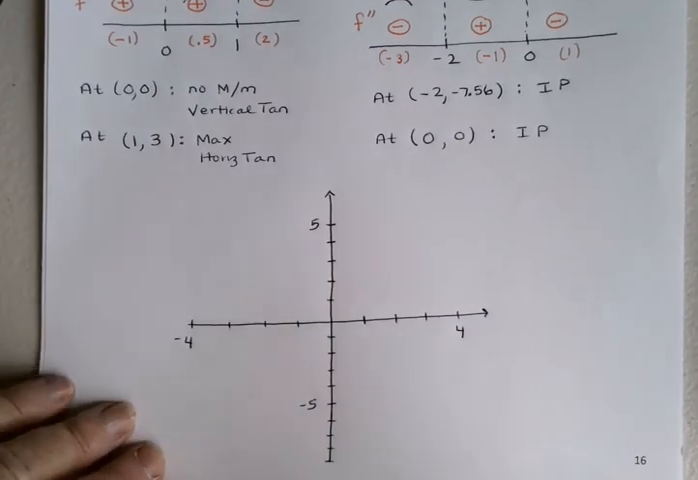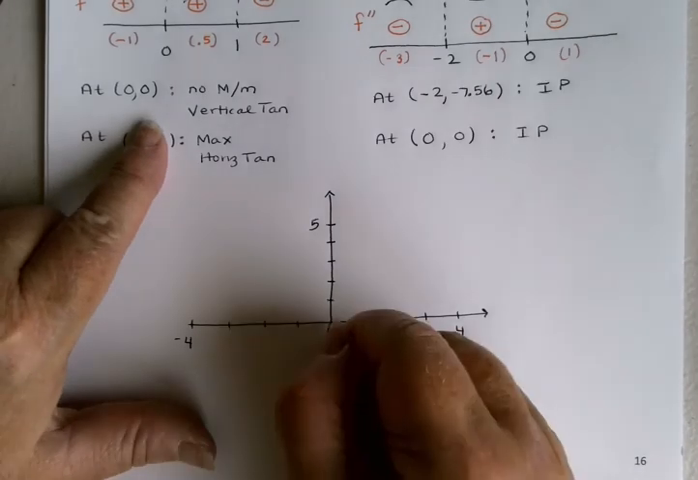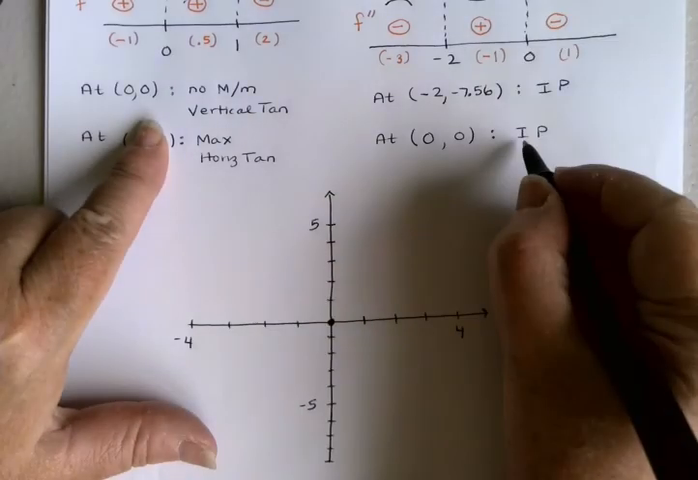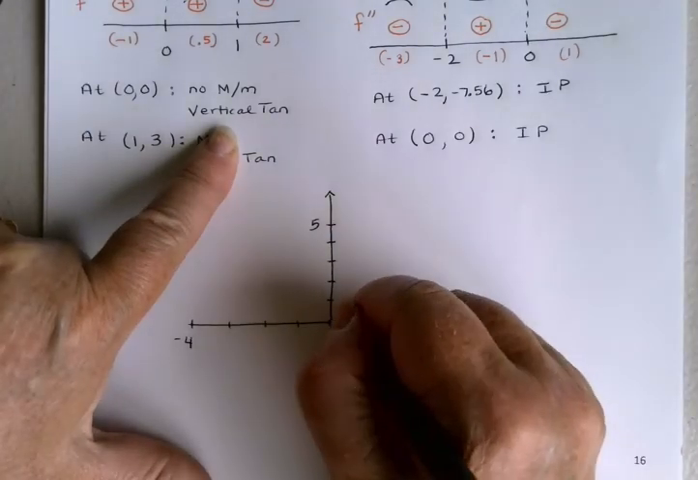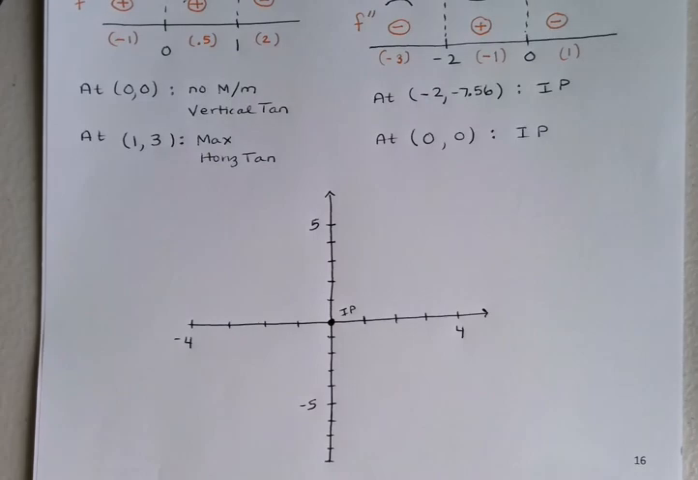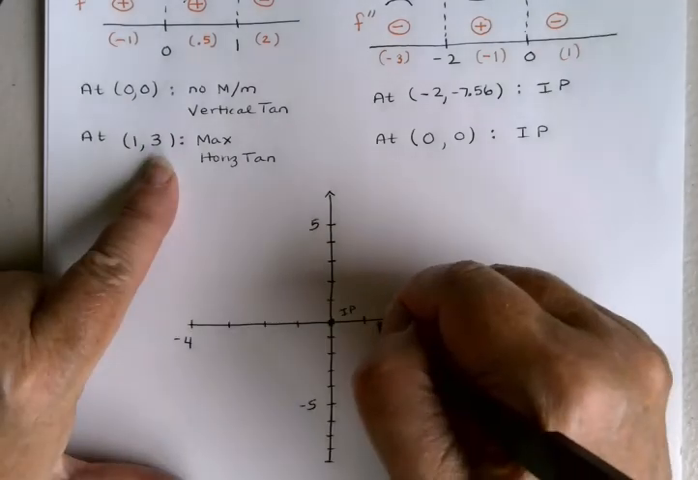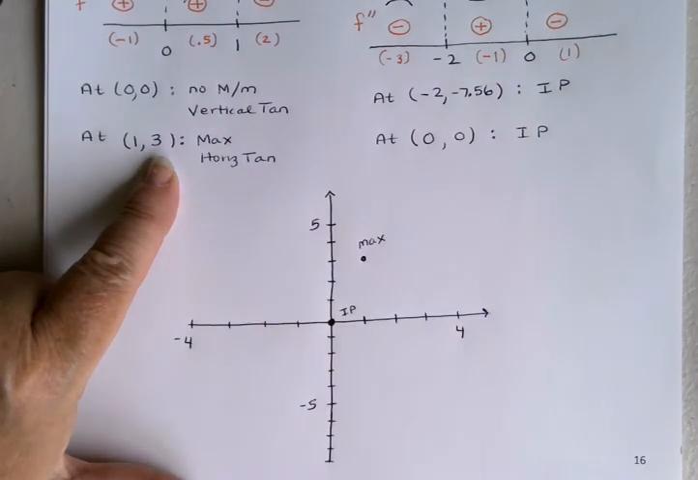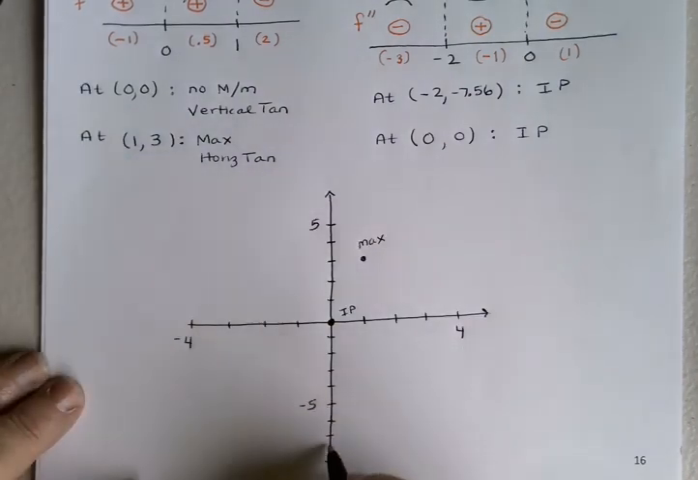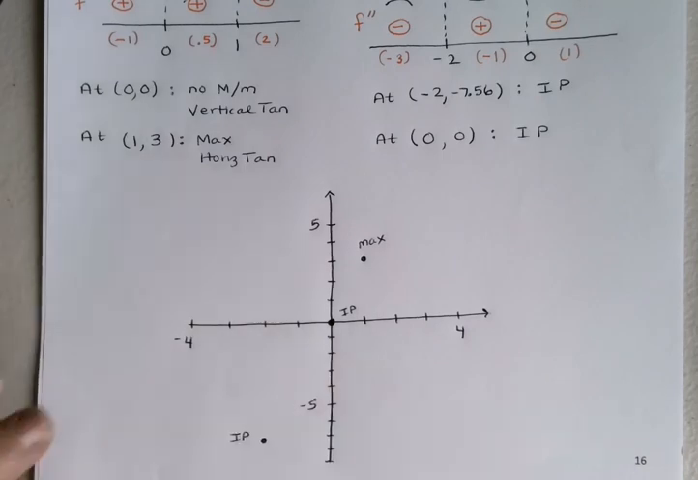All right. At 0, 0, we have a couple of things happening. It is an inflection point, and I'm also noticing there's a vertical tangent there, so I'm going to label it for myself. It's an inflection point, but also keep in mind when I draw it, it will have to have a vertical tangent line. 1, 3 is a max. And -2, -7.5-ish, up there, is another inflection point.